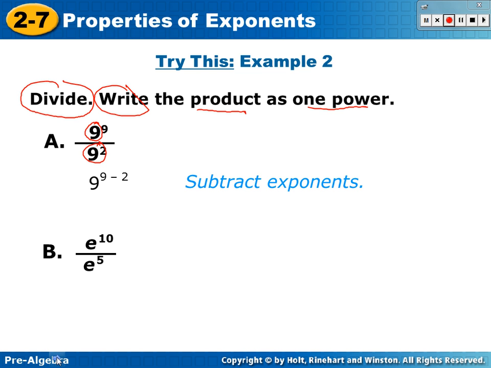Well, 9 minus 2 is 7, so we have 9 to the 7th. Next one, e to the 10th divided by e to the 5th. I notice that the bases are the same, so now I just subtract exponents. I have e to the 5th.